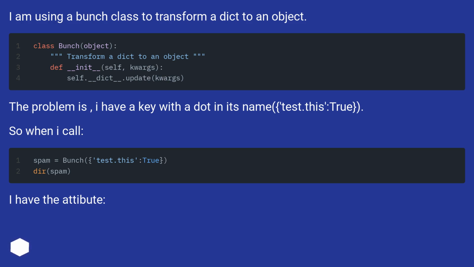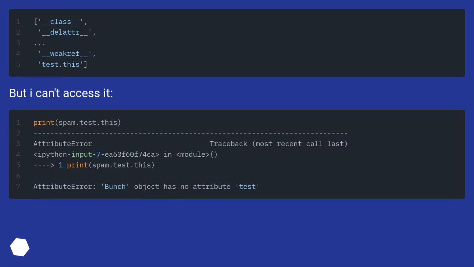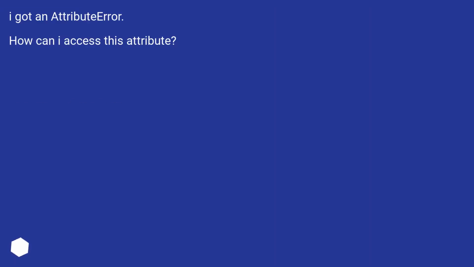test.this: true. So when I call it, I have the attribute. But I can't access it. I got an attribute error. How can I access this attribute?